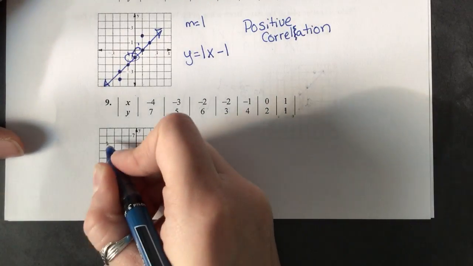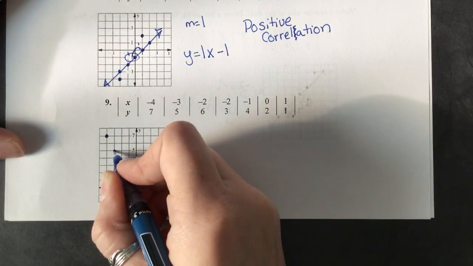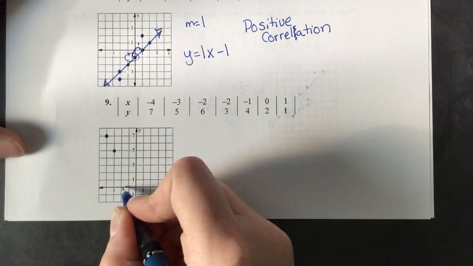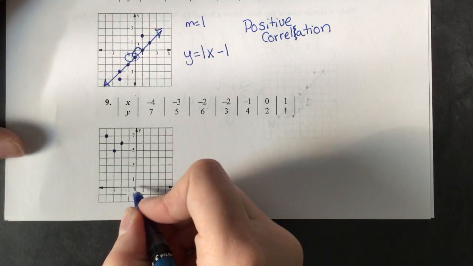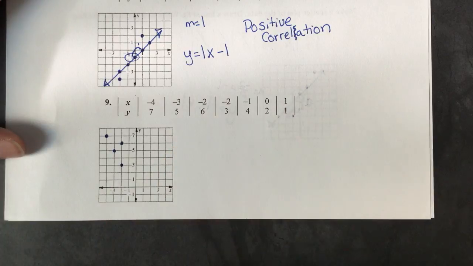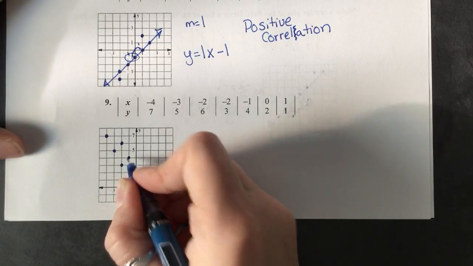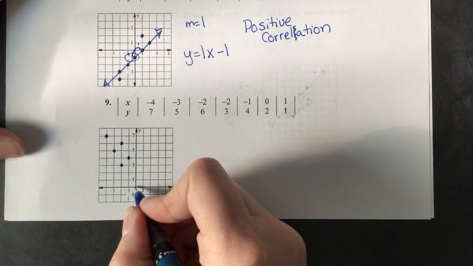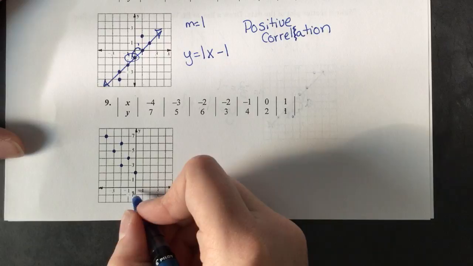Negative 4, 7. Negative 3, 5. Negative 2, 6. Negative 2, 3. Negative 1, 4. 0, 2. 1, 1.